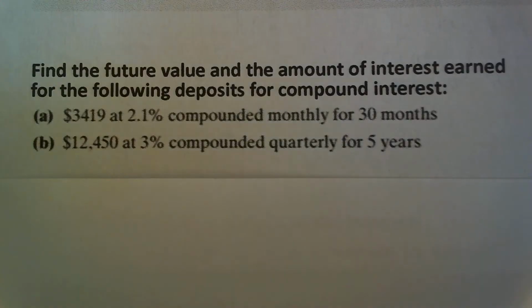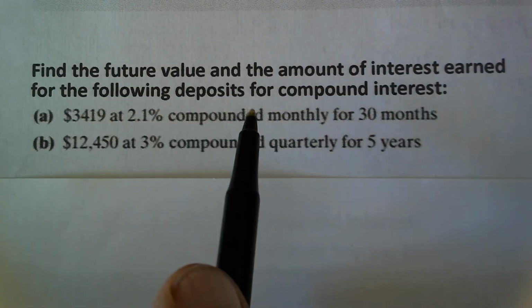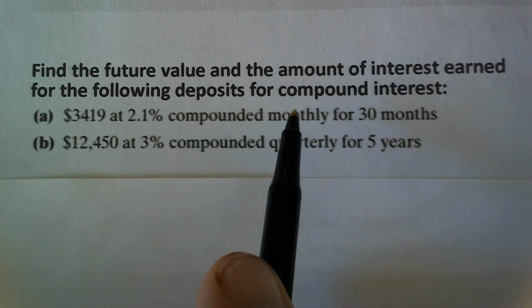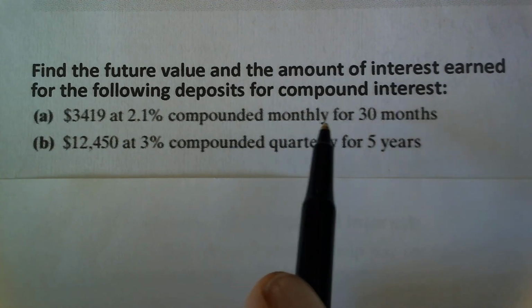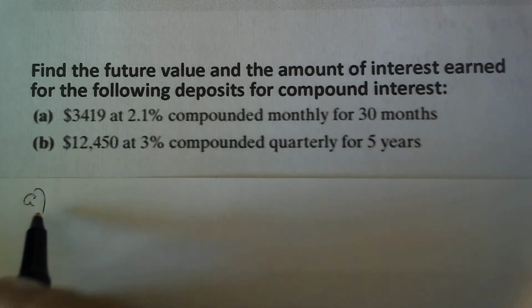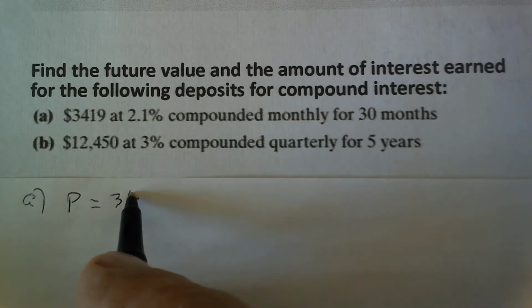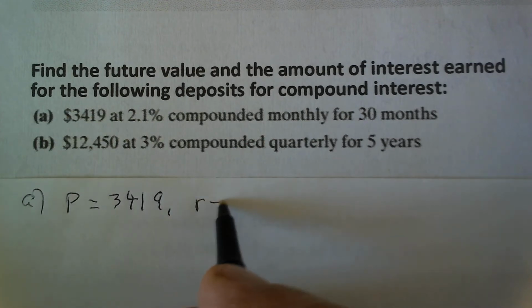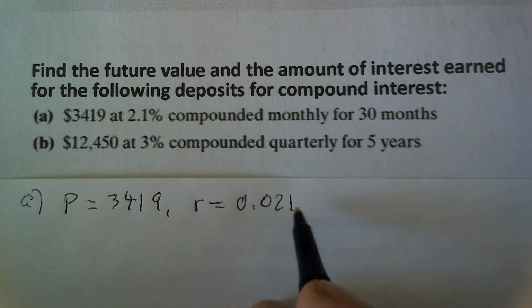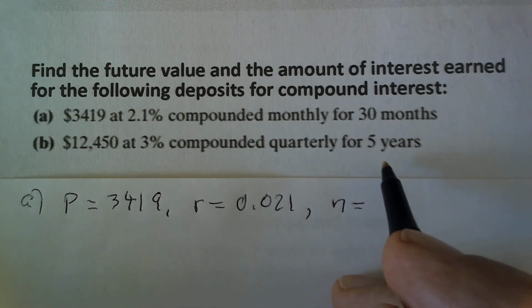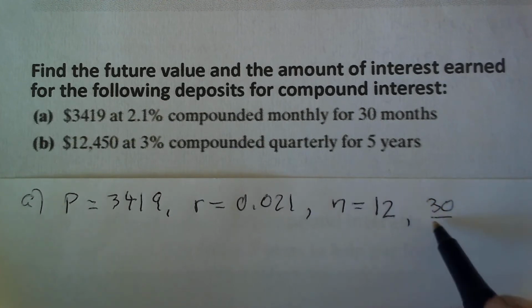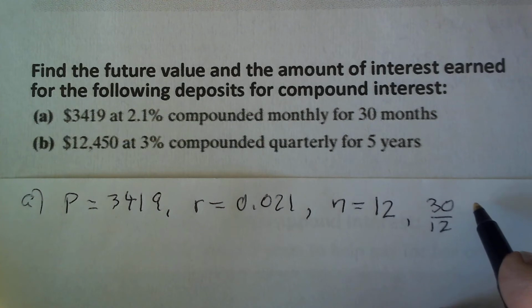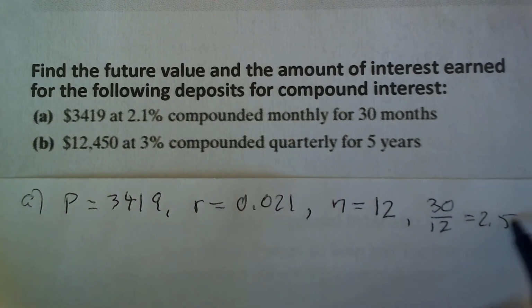Here are two examples. Find the future value and the amount of interest earned for the following deposits for compound interest. A, $3,419 at 2.1% compounded monthly for 30 months. So let's look at A. Here P equals 3,419. R equals 0.021. And n, compounded monthly, means 12 times a year. And for 30 months, 30 divided by 12 would be the number of years, or 2.5 years for T.